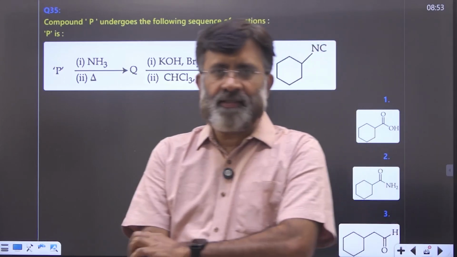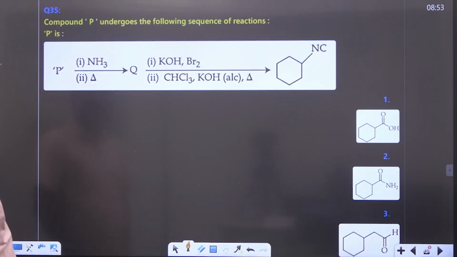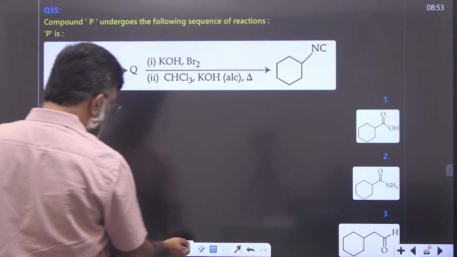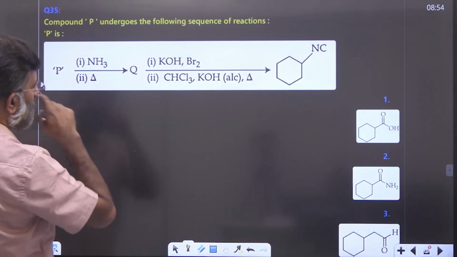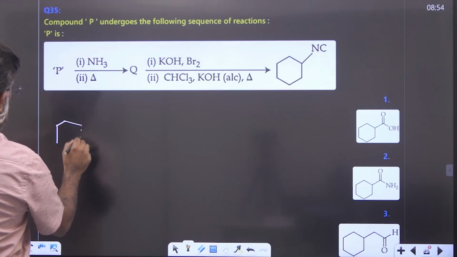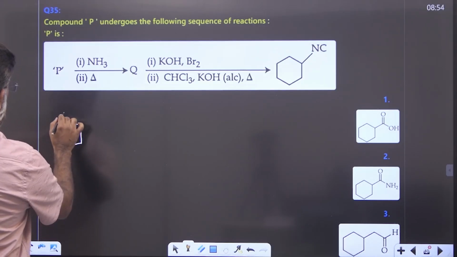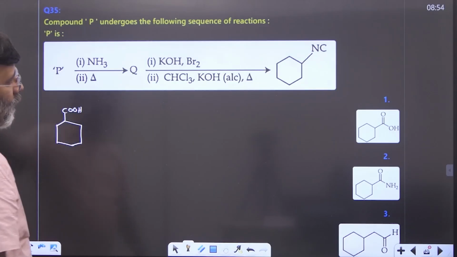35. Right. You have a sequence given here. Compound P undergoes the following sequence of reactions. P is... Let us verify. Suppose it is cyclohexane carboxylic acid. Cyclohexane carboxylic acid. That is what the first option is.